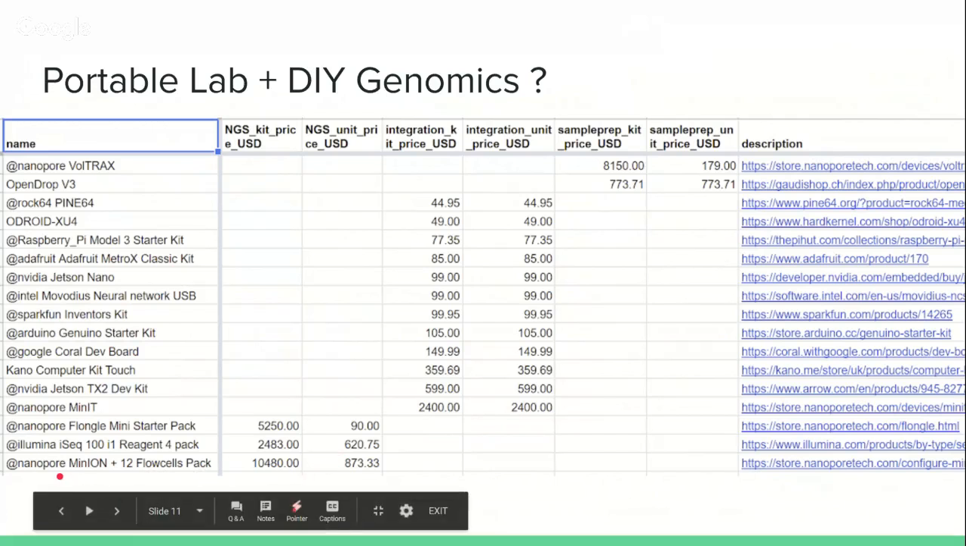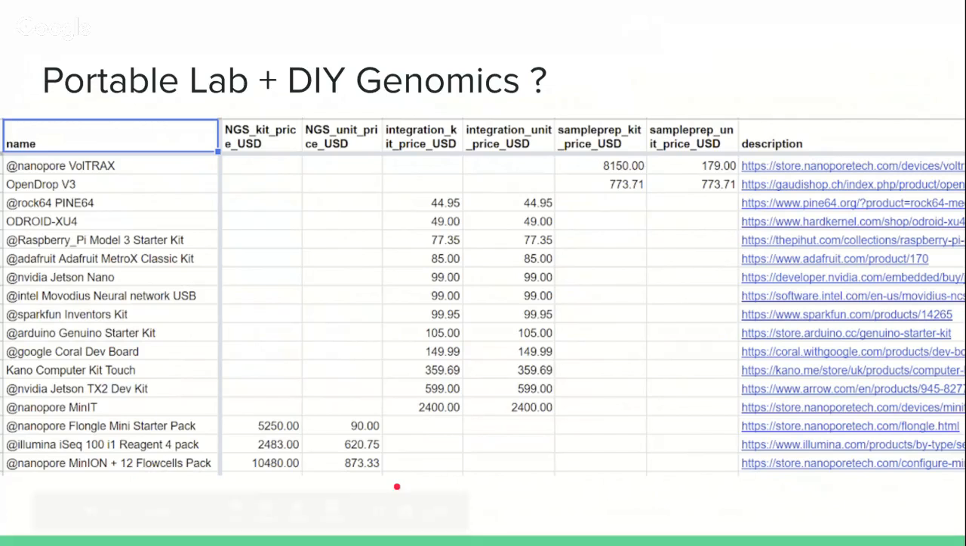And then above that, the MinION plus a 12 flow cell pack would be $10,000 or $11,000, and then each experiment would be below $1,000, $800 or $900.